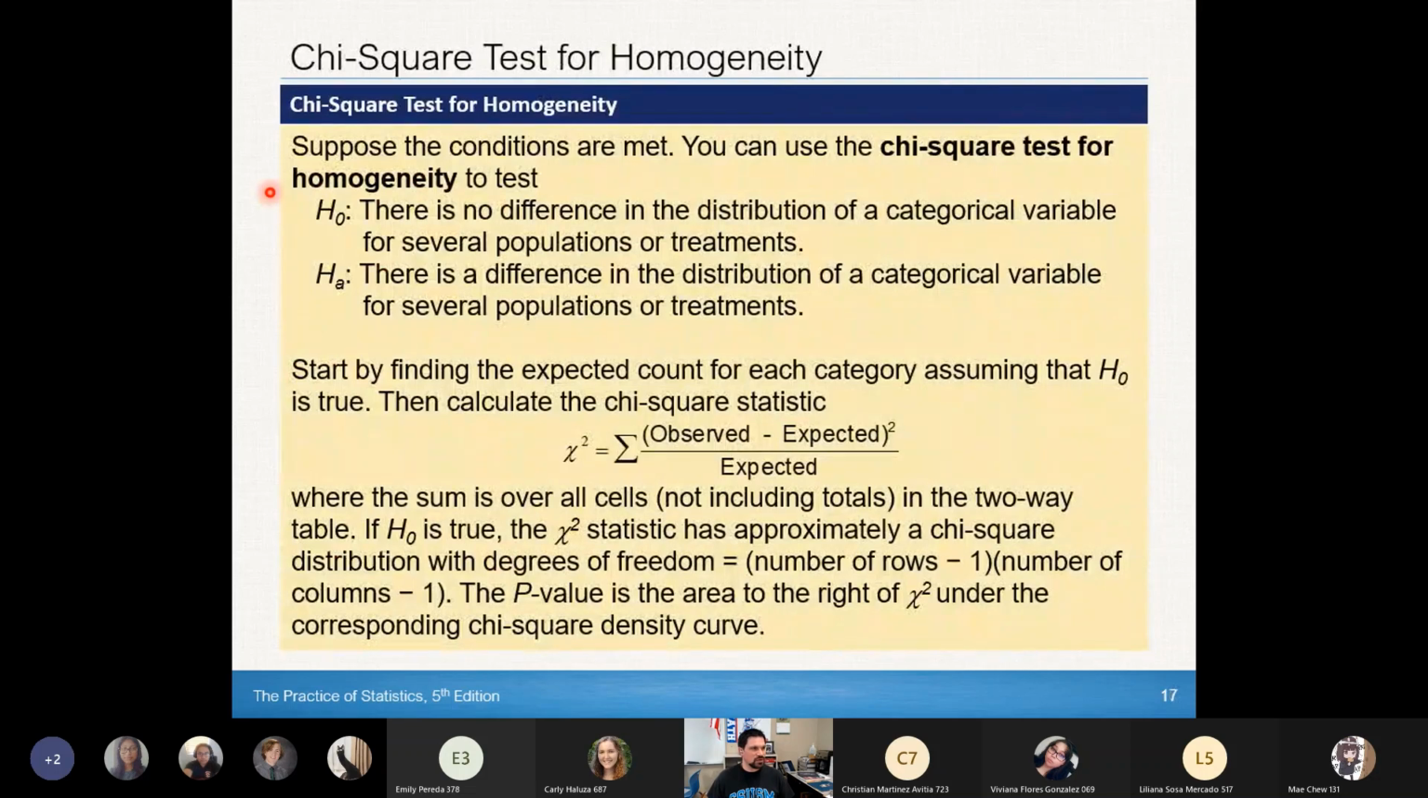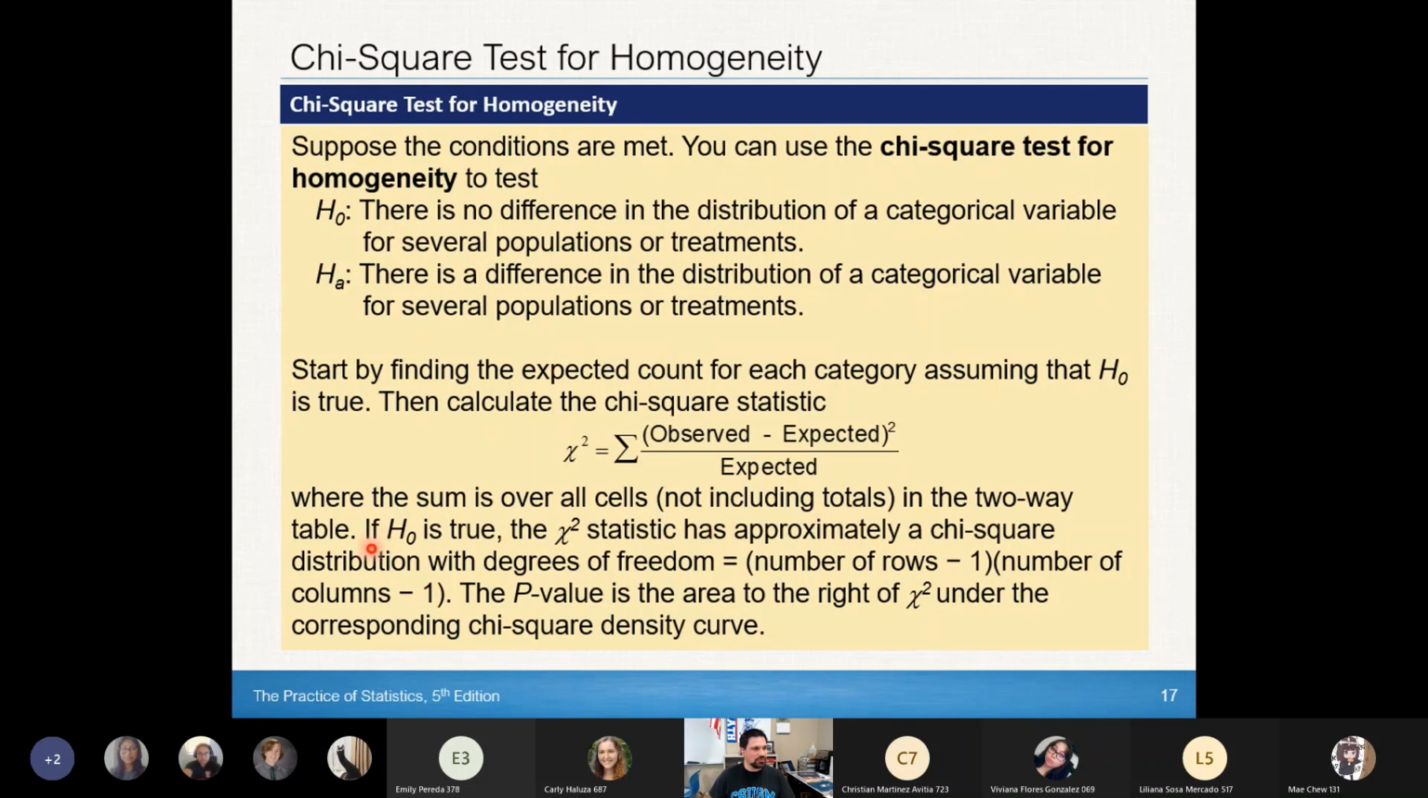Here's the rundown for the chi-square test for homogeneity. Suppose the conditions are met. You can use the chi-square test for homogeneity to test the null hypothesis that there is no difference in distribution of a categorical variable for several populations or treatments, versus the alternative that there is a difference. You would start by finding the expected count for each category, assuming that the null hypothesis is true. Then calculate the chi-squared statistic, as we've seen previously, where the sum is over all cells, not including totals, in the two-way table.